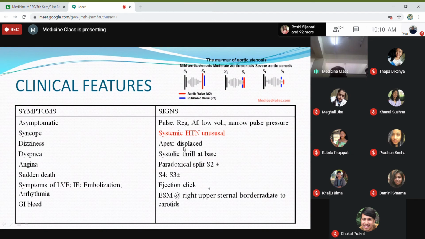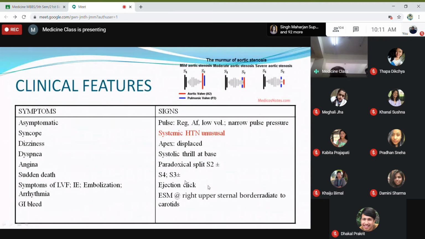On pulse, it will be low volume with narrow pulse pressure. Systemic hypertension is unusual in these patients, and generally, if the systolic blood pressure is more than 160 millimeters of mercury, then we say that the patient doesn't have significant aortic stenosis. A systolic blood pressure of more than 160 generally rules out prominent aortic stenosis. Apex beat will be displaced down and out, and there will be a systolic thrill.